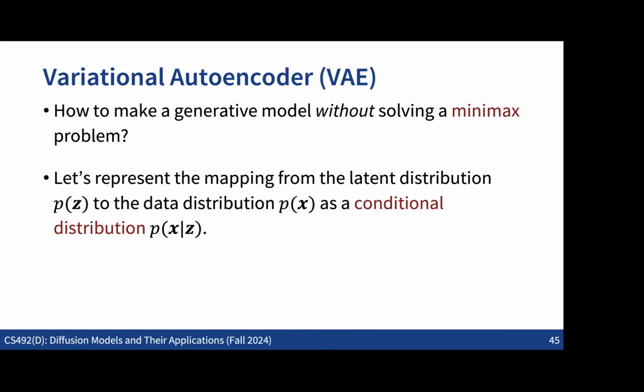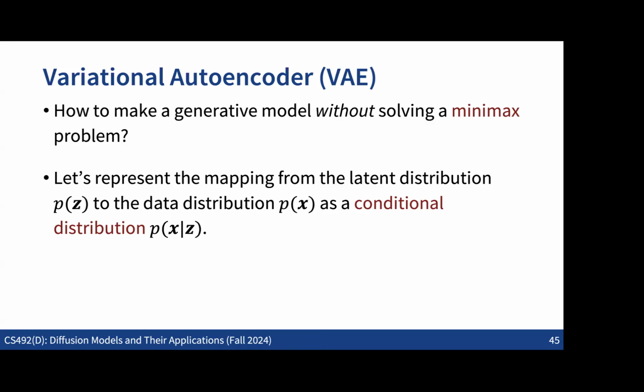All the problems of the GAN come from the fact that the optimization problem is a minimax problem, making the generator and the discriminator compete with each other by minimizing or maximizing the same objective function at different times. This makes the optimization very unstable. So without solving the minimax problem, how are we going to make a generative model? This is the part where we start to discuss the VAE.